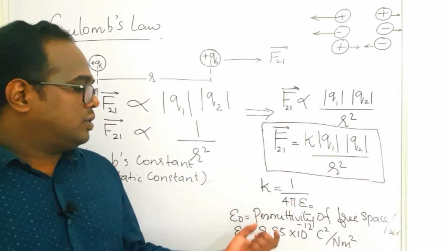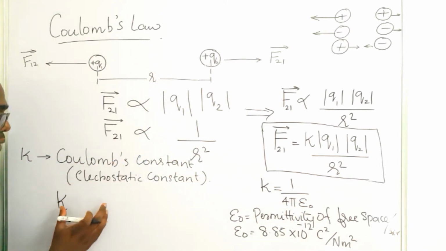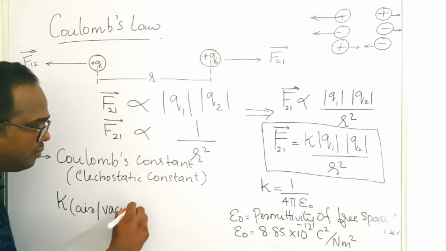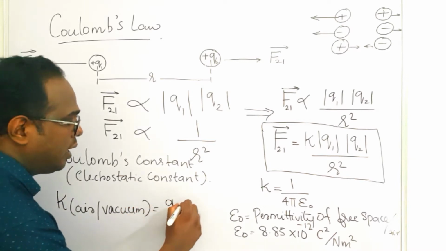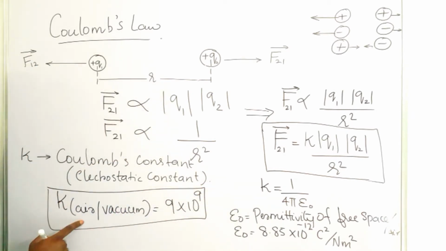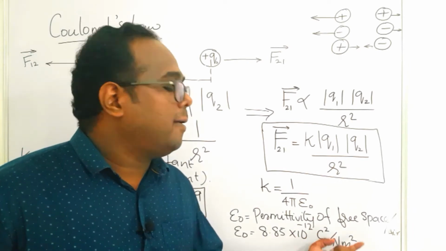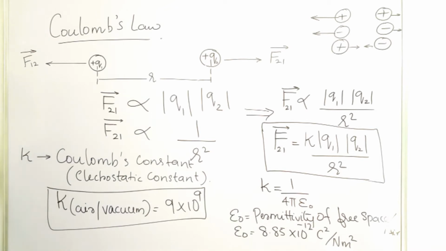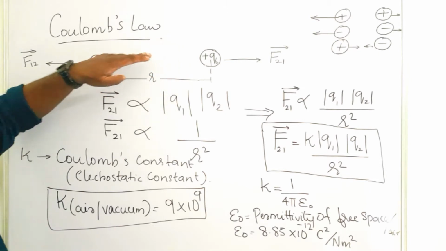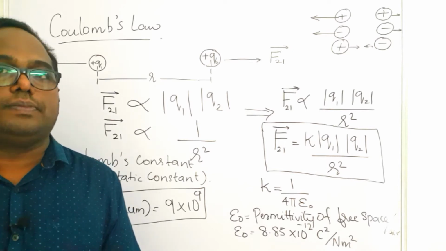So when you substitute this value of epsilon naught, K, the electrostatic constant for air or vacuum, is equal to 9 into 10 raised to 9. You should learn these values by heart. K is equal to 9 into 10 raised to 9 and epsilon naught is equal to 8.85 into 10 raised to minus 12 Coulomb square per Newton meter square. Clear? This K value depends on the medium between these two charges. If it is air or vacuum, we can use these values.